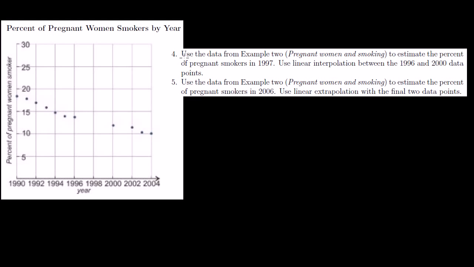So let's do these problems. Use the data from example 2, that's this right here, to estimate the percentage of pregnant smokers in 1997. Use linear interpolation between the 1996 and 2000 data. So let me draw a line. You could always do this much more exactly if you have better tools or a spreadsheet. But I'm going to draw a line, and I want to get 1997.